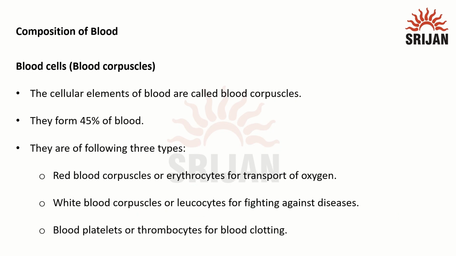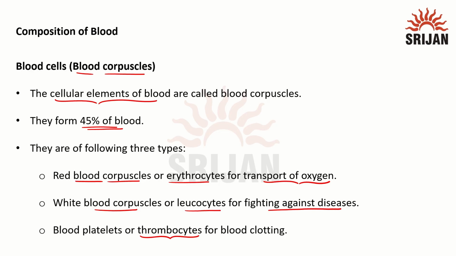Next is the blood cells. Blood cells, also known as blood corpuscles, form the cellular component of the blood. It forms 45% of the blood composition, and there are three types: red blood corpuscles or erythrocytes, which transport oxygen. Then we have white blood cells or leukocytes for fighting against diseases. Then platelets, also known as thrombocytes, for blood clotting.